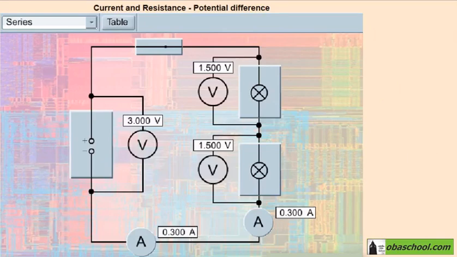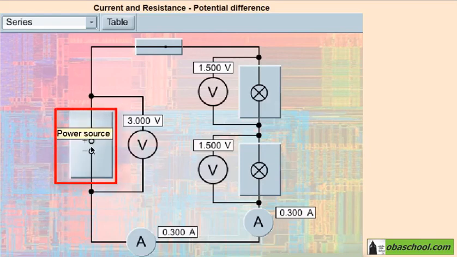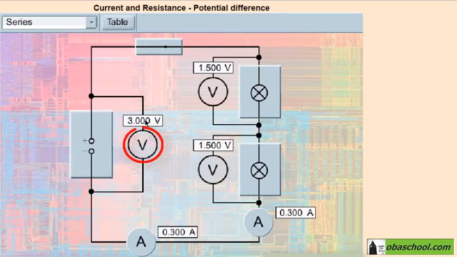Let's identify each part in this circuit. Here is the power source, where a voltmeter is connected in parallel to this power source and reading 3 volts. Here's the ammeter reading the current in the circuit, which is 0.3 ampere. Here is ammeter 2, also reading 0.3 ampere, which is the current entering the components.